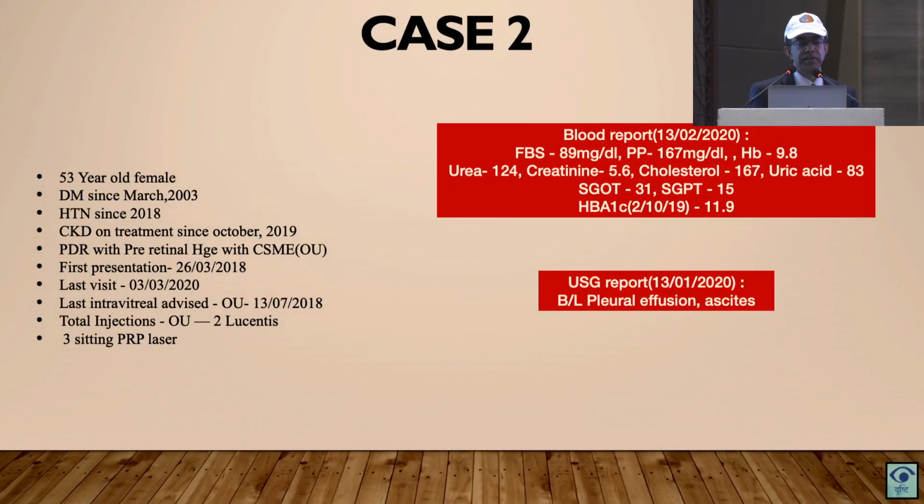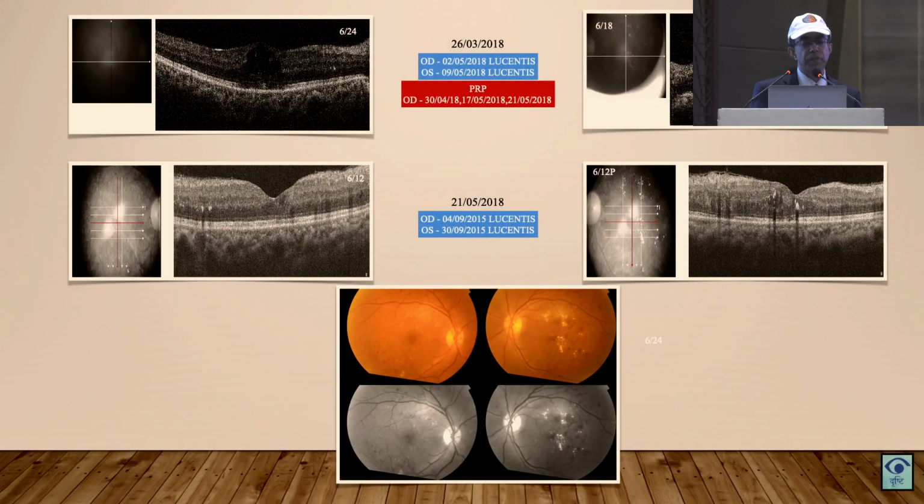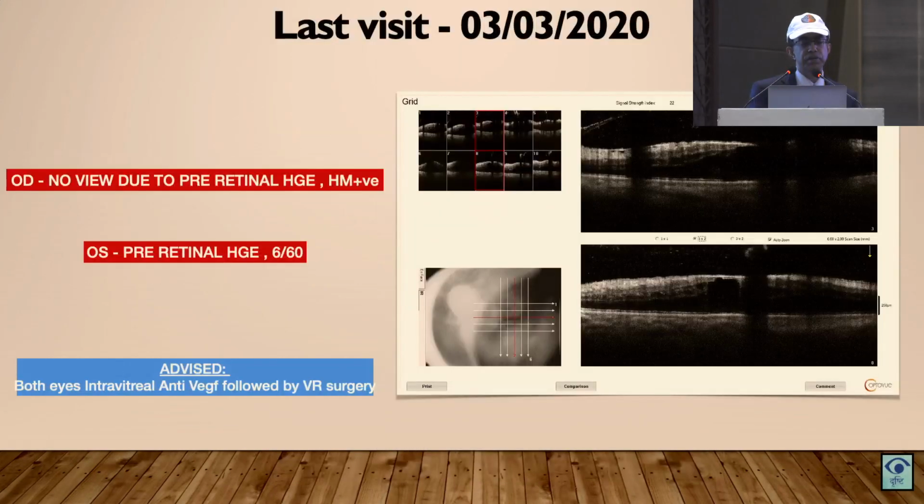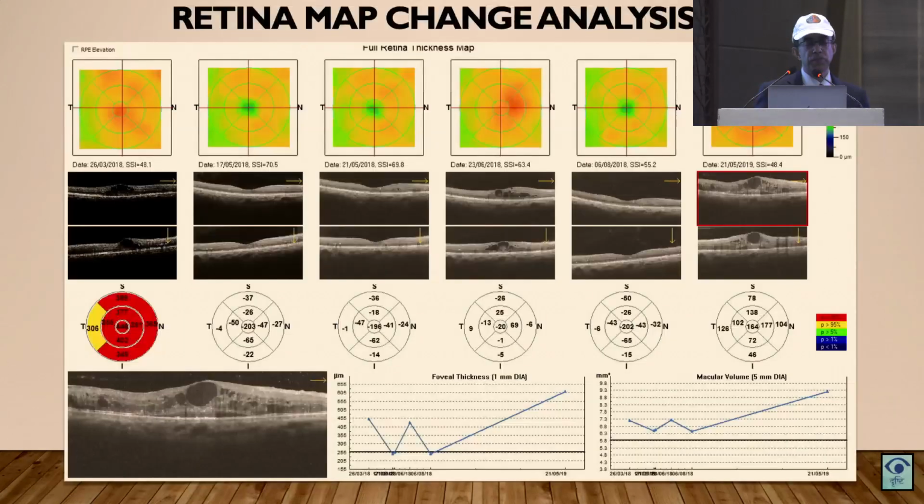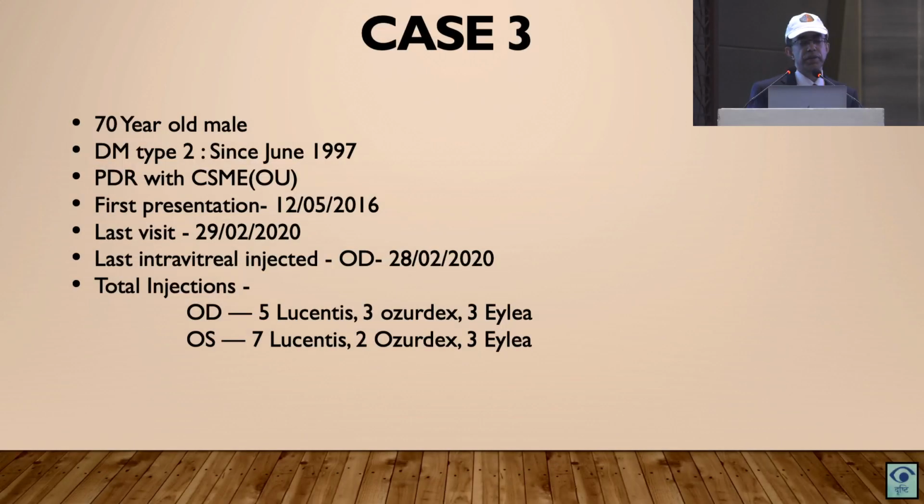This was the second case, and in this the patient had deranged blood sugars, and also had a creatinine of 5.6, which is another thing we have to remember, the systemic profile, because this patient clearly had nephropathy with a urea of 124 and a creatinine of 5.6. Had multiple injections, initially was stabilized with PRP and anti-VEGF injections, but was kind of lost to follow-up during COVID, came back again with recurrent macular edema, and was finally stabilized with aflibercept.